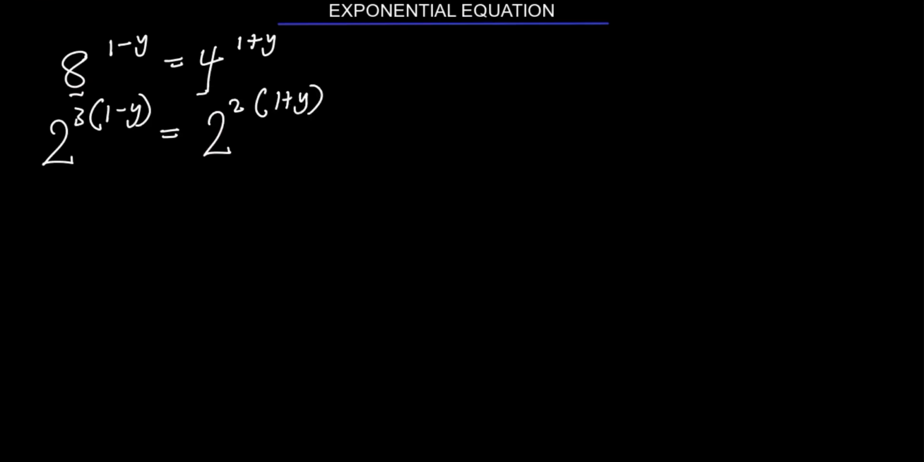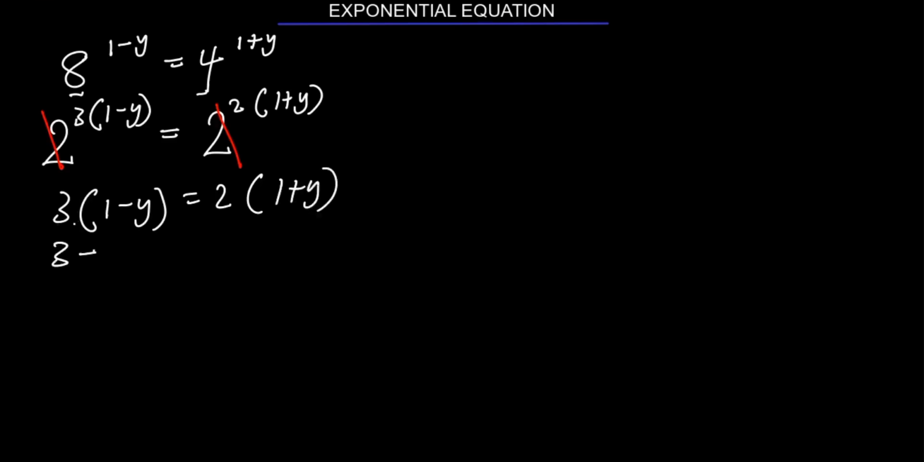Now what will you do from here? You cancel out the base 2. So I have 3 times (1 minus y) equal to 2 times (1 plus y). Then you can open the bracket. 3 times 1 is 3, 3 times y is 3y, equal to 2 times 1 is 2 plus 2 times y is 2y. Now, this is 3. When plus 2 comes here, it becomes minus 2, equal to this 2y.